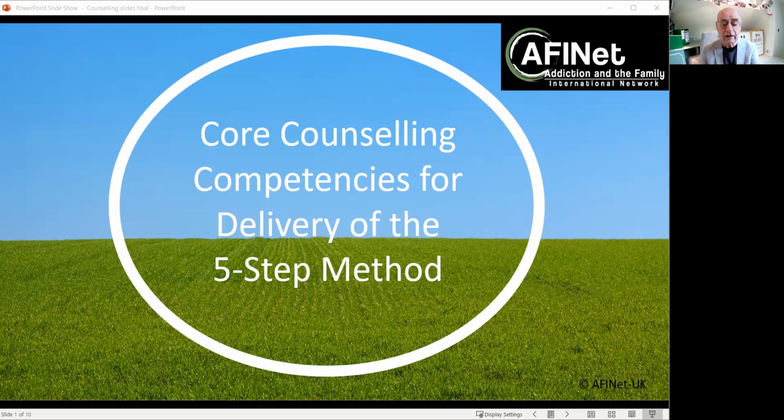And we cannot emphasize enough the importance of using all of these core counselling competencies within every session of the 5-step method intervention, and of the particular ways in which these competencies should be applied to fit in the best way possible with the stress, strain, coping support model. And remember, we're using these competencies to ensure that the practitioner remains in control of the process of the intervention, and use them also to ensure that the family member remains in control of the content of what is actually talked about.